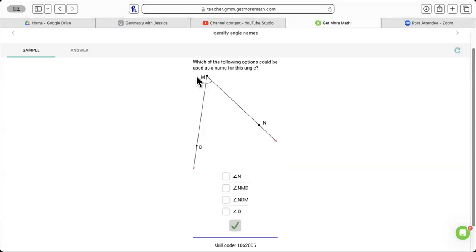Okay, which of the following could be used as a name? So again, if it's angle N, that means my vertex should be N and it's not, so that's out. And it doesn't tell us to choose more than one, so we're just choosing one here. NMD, that's a yes. NDM, again, vertex has to be in the middle, so that'd be a no. And if I traced it, it would look like this, okay? Because your vertex has to be the middle term. And let's see, we said yes on this one, no on this one, and then angle D, again, angle D would have to be over here. So the vertex has to be it when it's only one letter.